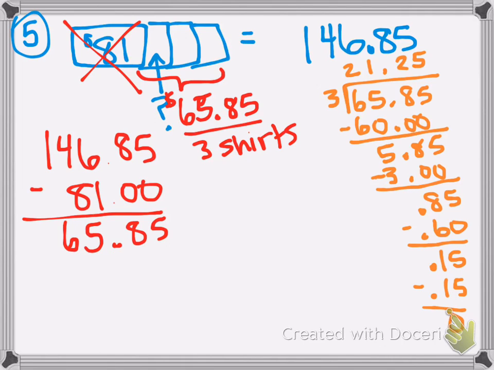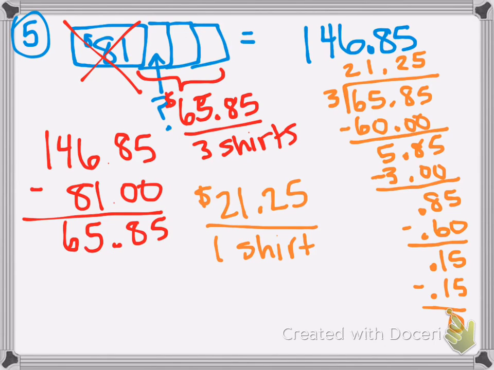And we get that. So, one shirt costs $21.25 for one shirt. It's a little expensive, don't you think? Uh-huh. $21. Yeah, a little expensive. What is a sweatshirt? So maybe it's pretty thick.